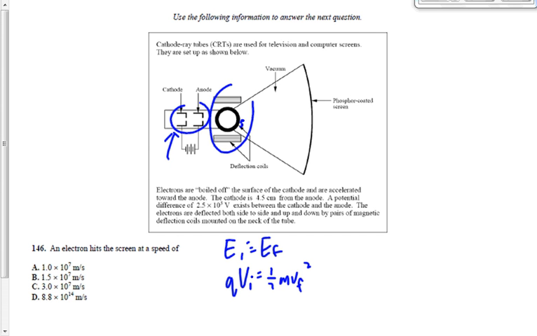QV is equal to 1/2 mv squared. We know what Q is. We know what V is, 2,500. Okay, m is the mass of the electron. Solve for speed. When you solve for that, you're going to get 3.0 times 10 to the 7 meters per second. Now, I want you to be able to solve this question.